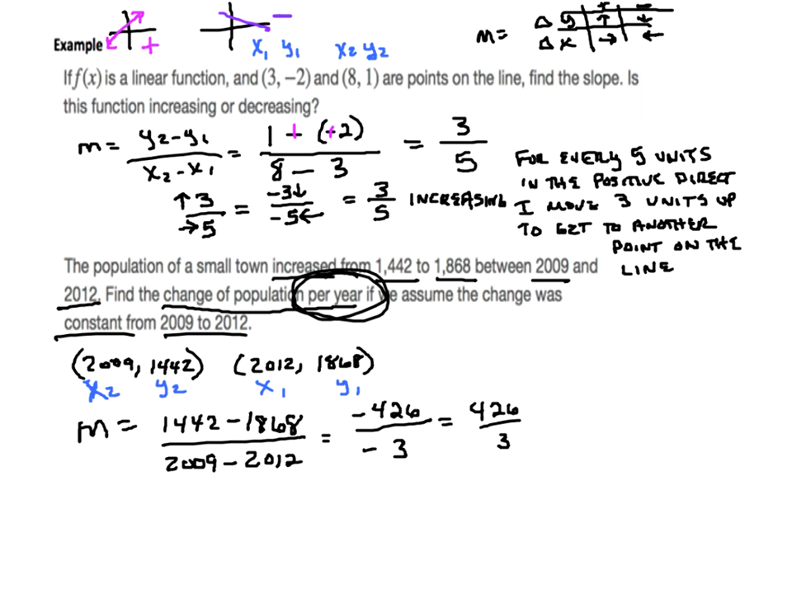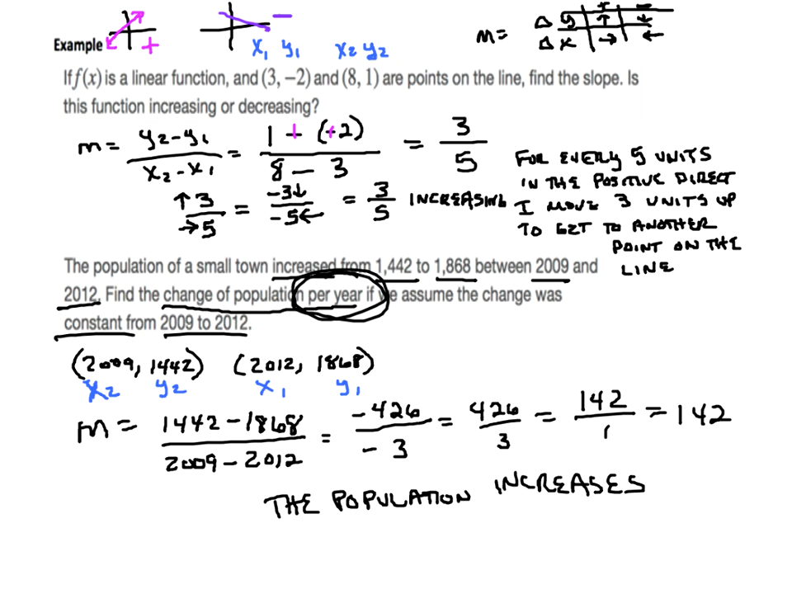But they asked us to find out per year. So we need to divide here. 426 divided by 3. That leaves me 142 over 1, which is just 142. This says the population increases, because it's a positive value, increases 142 people per year.